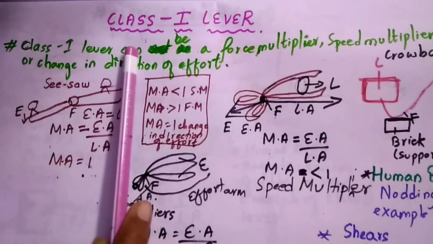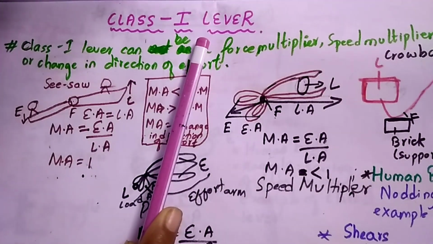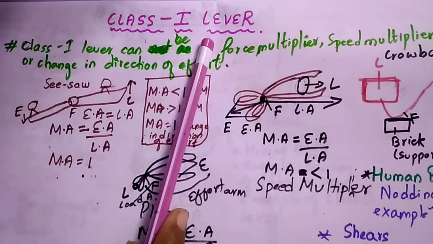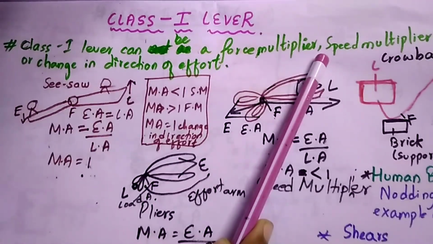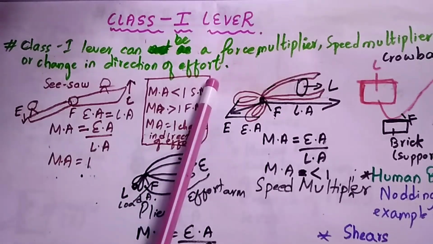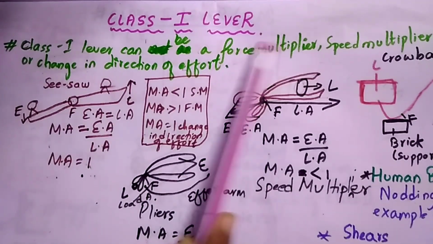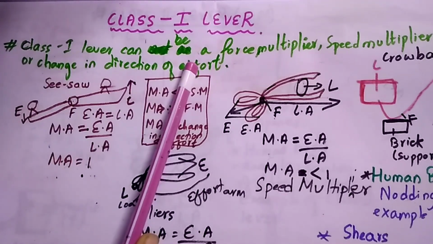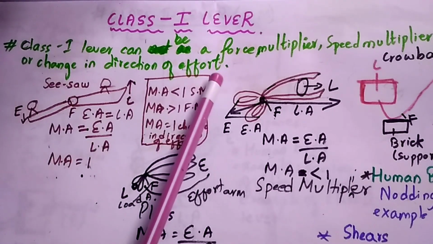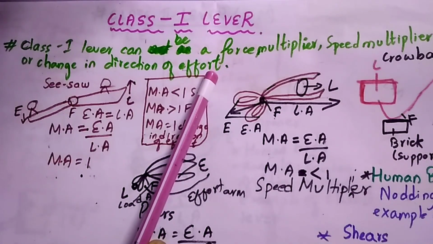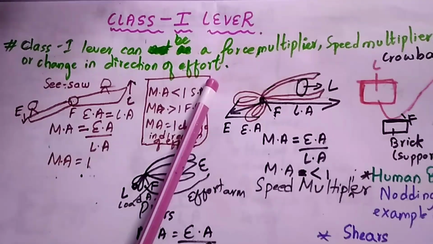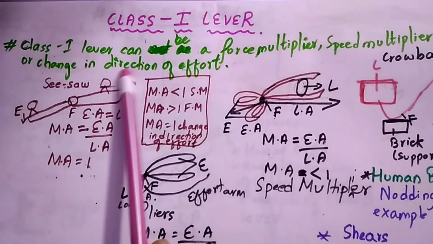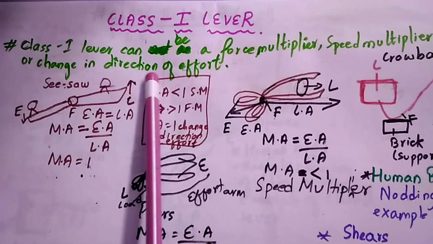Now we are going to do the detailed study of class 1 lever. In class 1 lever, the fulcrum is placed in between the load and the effort. Class 1 lever can be a force multiplier, speed multiplier or change in direction of effort. But friends, as I said to you earlier, a machine cannot act as a force multiplier, speed multiplier or change in direction of effort at the same time. But at different times, different machines can act as speed multiplier, force multiplier and change in direction of effort.